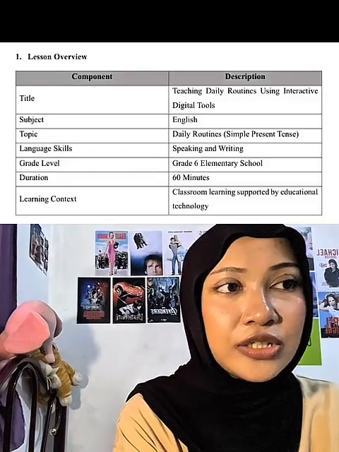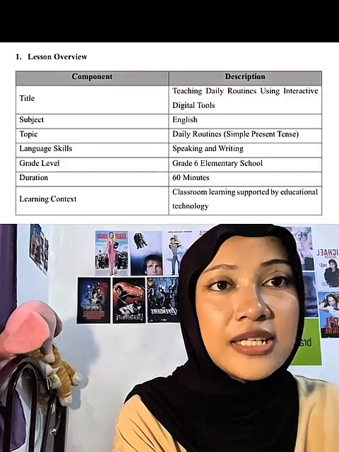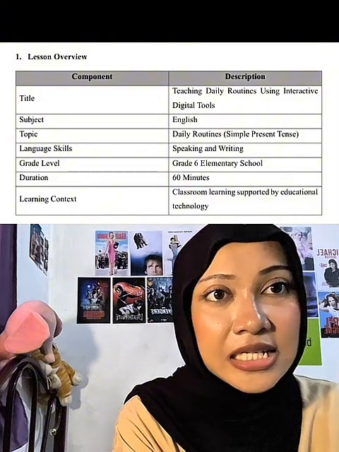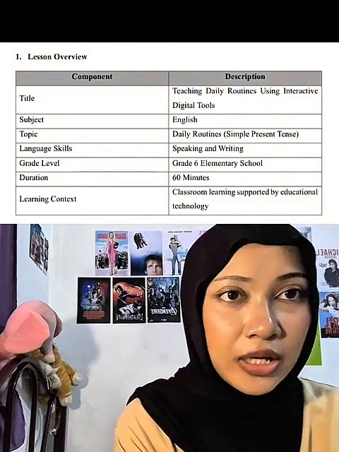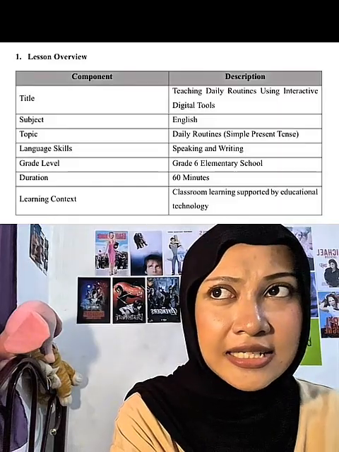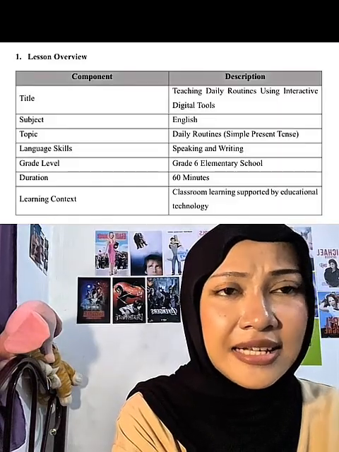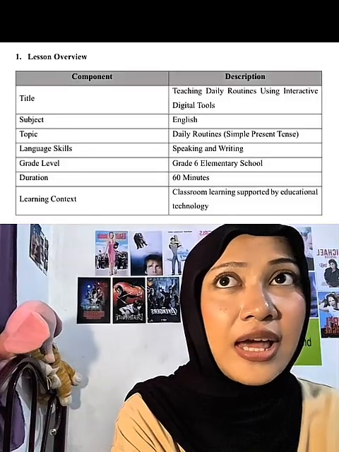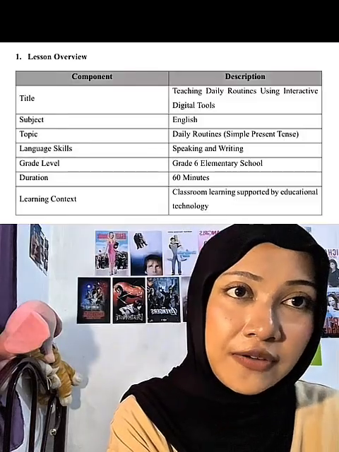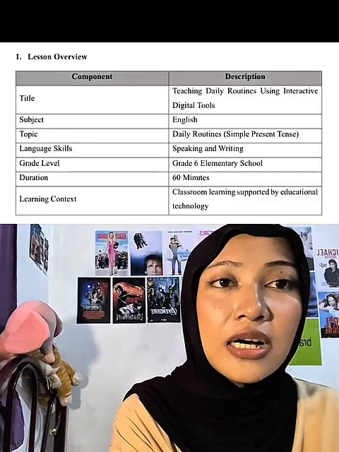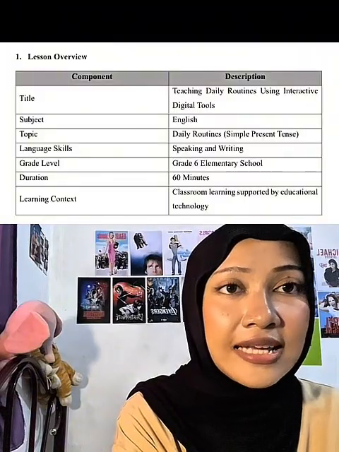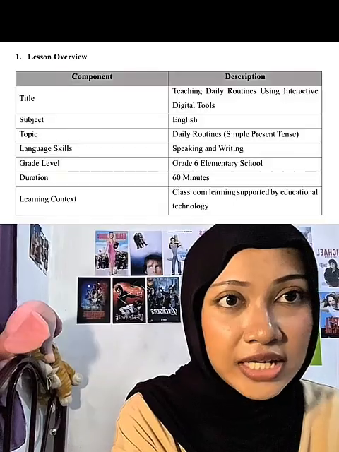First, I would like to explain the lesson overview. This lesson is prepared for 6th grade elementary school students. The lesson focuses on 2 language skills, speaking and writing. The duration of this lesson is around 60 minutes. I selected this topic because students already have their own daily activities such as waking up, having breakfast, going to school, doing homework, so they can connect with the lesson and also with their own experiences.